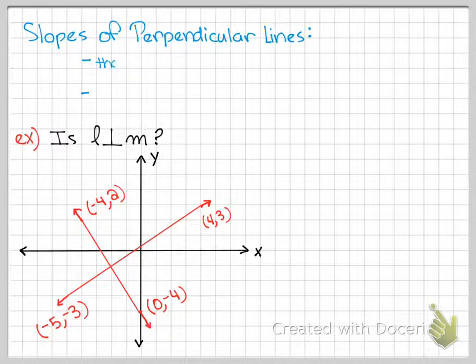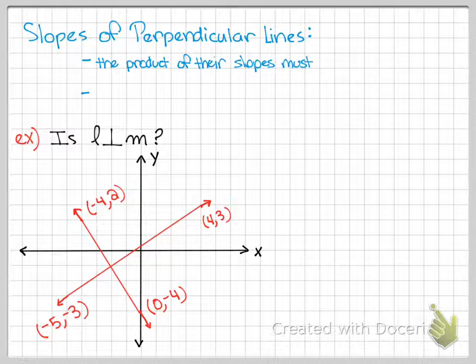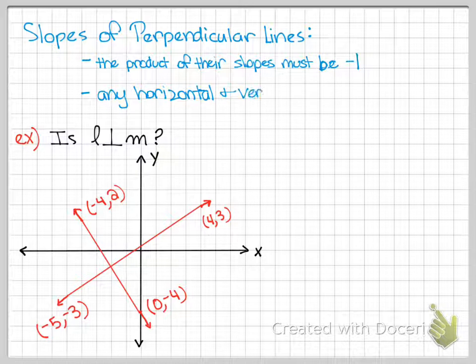So the product of the slopes of the lines must be -1 in order for those lines to be perpendicular. And then also, any horizontal and vertical line are always going to be perpendicular.